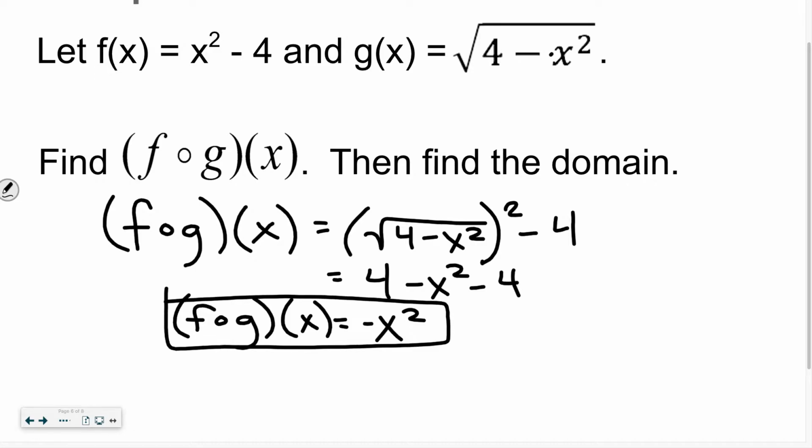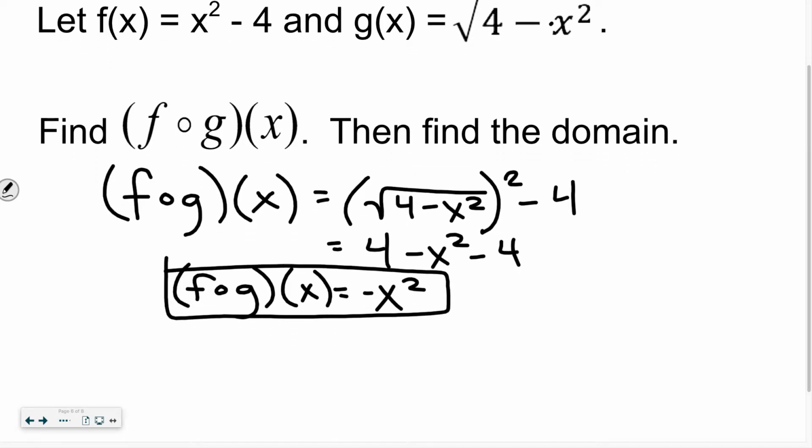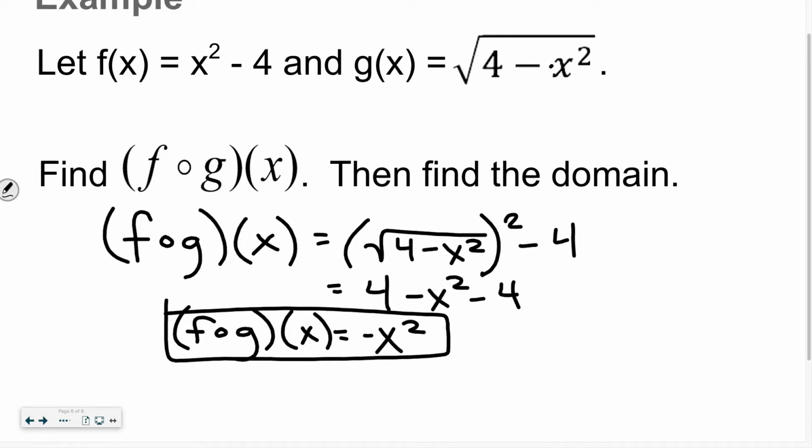Now what type of function is f of g of x? That's quadratic. What's the domain for a quadratic? Negative infinity to infinity. But before you write that down, you have to remember that in order to do f of g of x, you had to be able to do g and get an answer back out that you could plug into f. So you'll always have to go back and check it against your domain for g. I instantly see that I'm going to have an issue here because I have a square root. So I've got to think about what the domain for g is.